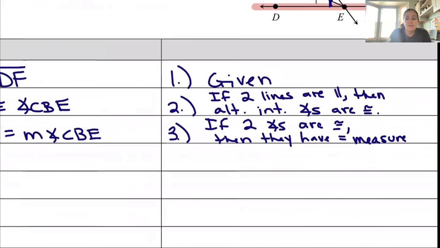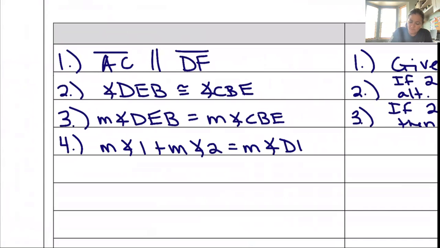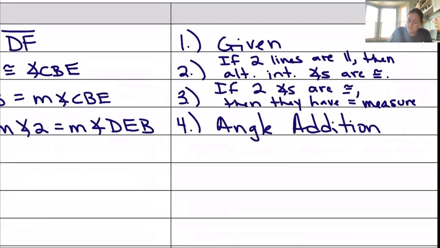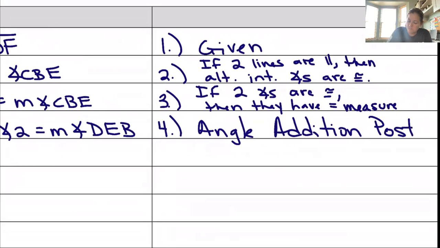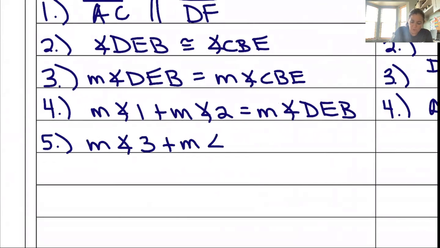And then I'm going to use my angle addition postulate there. So the measure of angle 1 plus the measure of angle 2 is going to equal the measure of angle DEB. And I'm going to do the same thing with 3 and 4 while I'm here. So the measure of angle 3 plus the measure of angle 4 is equal to the measure of CBE.